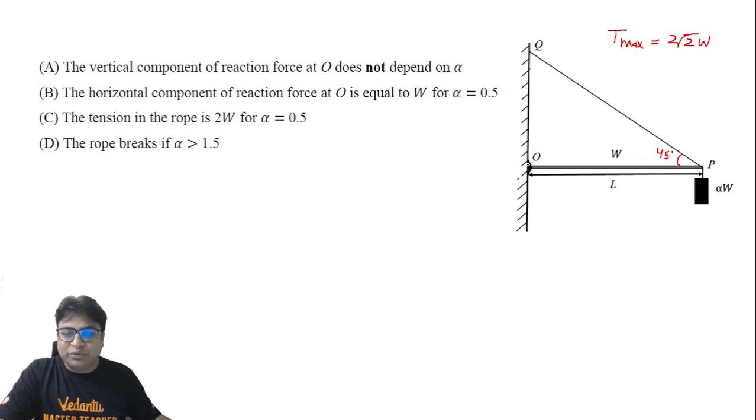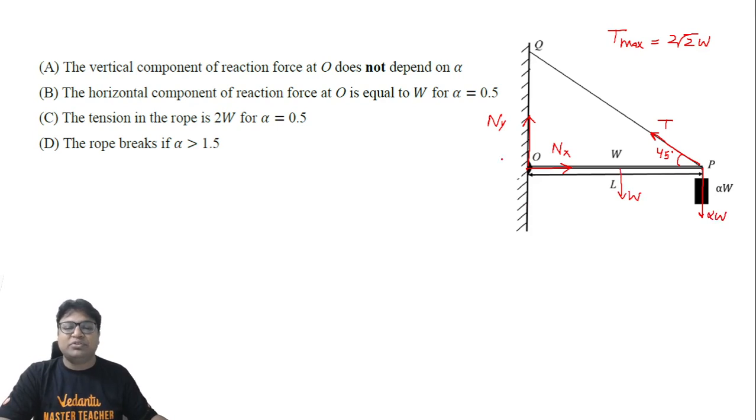What we are going to do is first draw the FBD of the rod, and in that, I'm going to first draw the vertical component of the force, Ny. Then we will have a horizontal force exerted by the hinge O. Let's name it as Nx. We will have a tension in the thread. Let's name it as T. We will have a force alpha W acting here. We will have a force W acting on the midpoint of the rod. So these are the forces that would be acting on the rod.